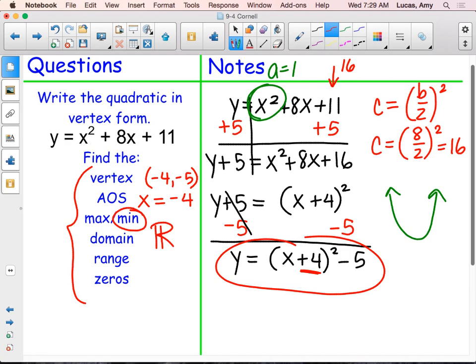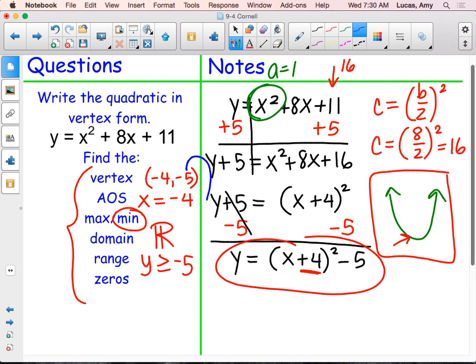The domain is all real numbers every time. I can put in anything I want for x. The range, though, because this parabola is going up, the y values are increasing, so y is greater than or equal to that minimum point at the bottom, the vertex, -5. So remember, the y coordinate of your vertex gives you your range.